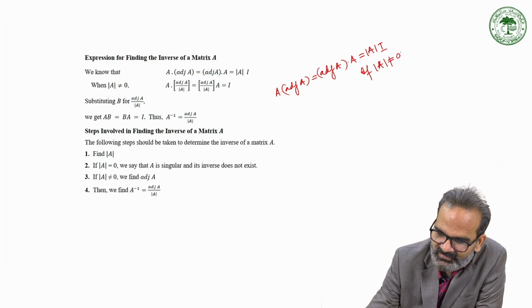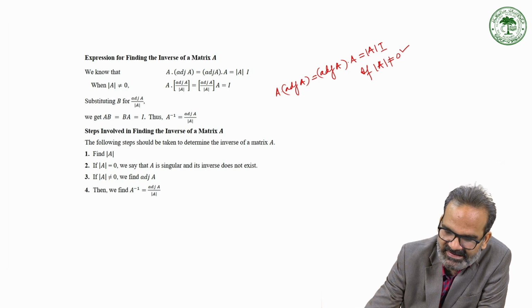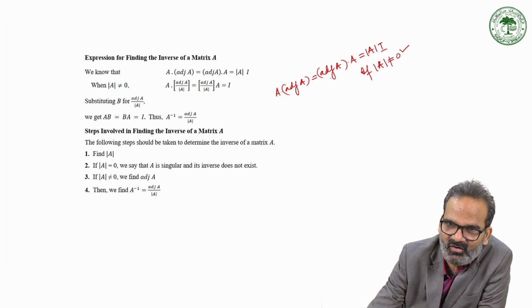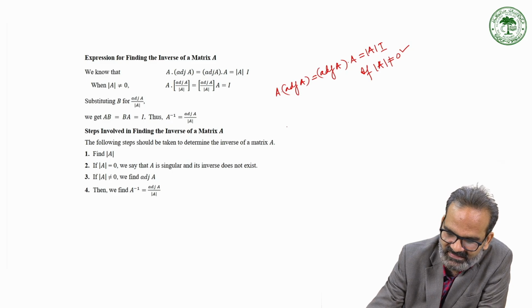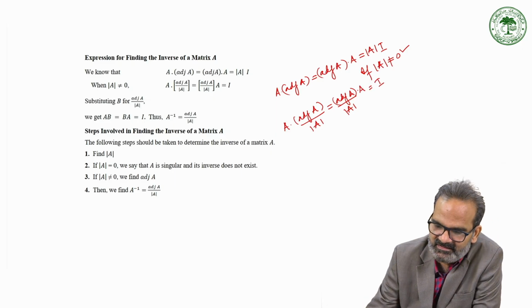Clear? So, if determinant of A is not equals to 0, then what we can do? We can divide this equation by determinant of A both sides. So, what we will get? A into adjoint of A divided by determinant of A, right? This is equals to adjoint of A divided by determinant of A into A, and this is equals to what? This is I is left because we are dividing by determinant of A.